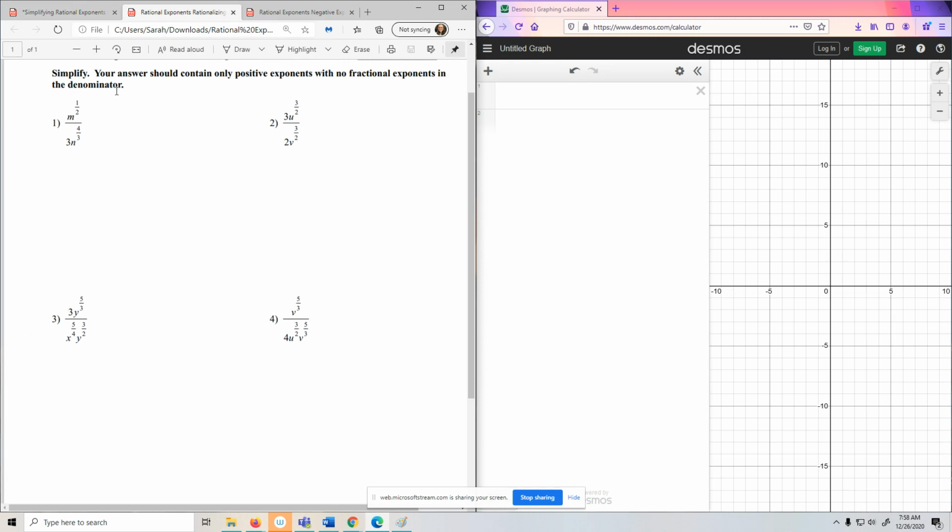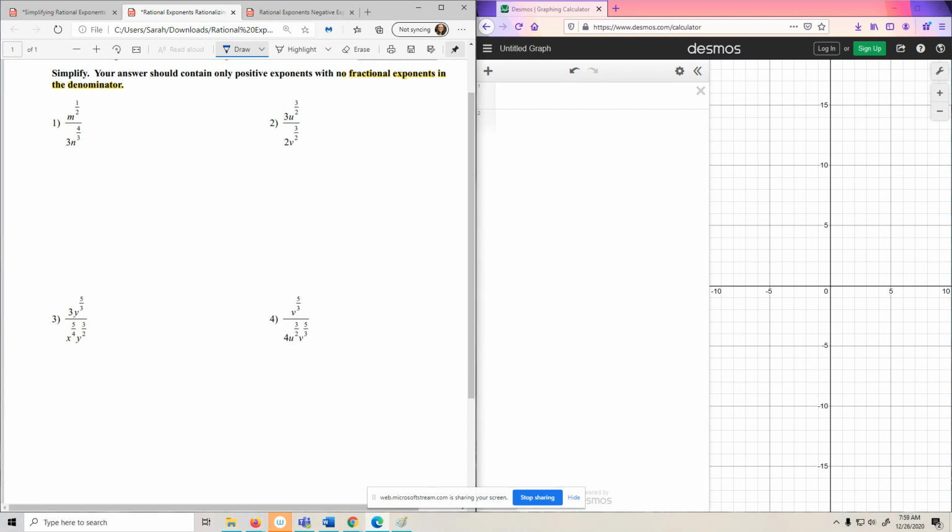So here's our rules again. More examples. These ones are just a little more complicated than we just looked at. We want to see only positive exponents in our answers, and we don't want to see any fraction exponents in the denominator. That right there is the part we're really focusing on. No fractions in the denominator for exponents. So let's take a look at number 1.